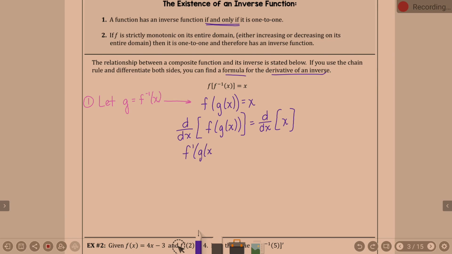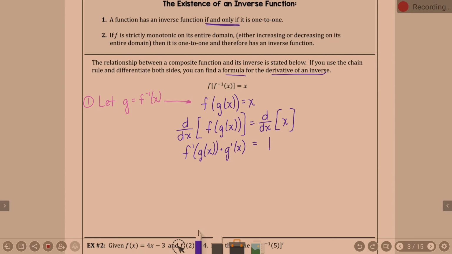Are you guys with her? The derivative of the outside, so the derivative of f of g of x is f prime of g of x times the derivative of the inside. Good. Equals, what's the derivative on the right? Okay. Derivative of x is 1. And this is all with respect to x. So we don't have to worry about anything fancy there.